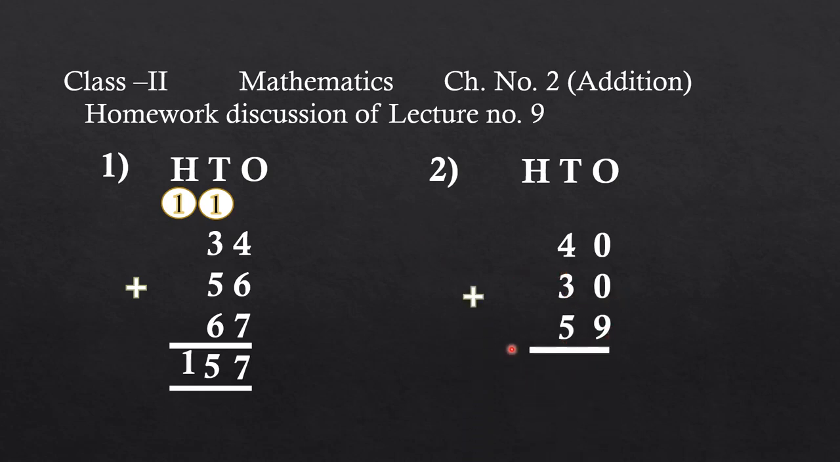So we will start from our ones place. Here at ones place you can see we have digits 0 and 9. So we have to add 0 plus 9, and when we add 0 to any number we get the same number. So we will write 9 here at ones place column.